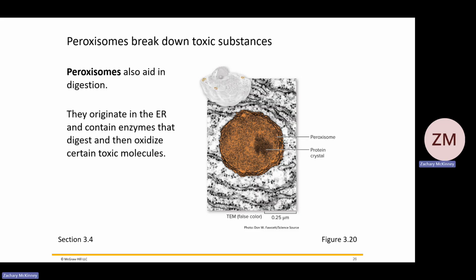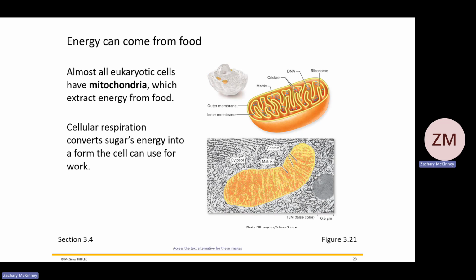Okay, the next couple are energy-related organelles. Again, we're not getting into the actual cellular respiration and photosynthetic reactions. That's chapters 5 and 6. We're just looking at these organelles. Mitochondria, I'm not going to spend a ton of time with. You're probably very familiar with these. Right, powerhouse of the cell. It's where energy is produced.